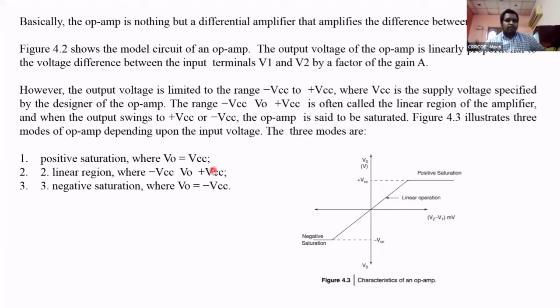What are the points? See this. Positive saturation means the output voltage is equal to the positive supply voltage. Negative saturation means the output voltage is equal to the negative supply voltage. So the variation of the output voltage is between the positive supply voltage and the negative supply voltage. That's why the gain of the operational amplifier is limited because of the biasing voltage, the supply voltage. These are the characteristics of the operational amplifier: the relationship between output and input is linear between the two saturation states, which are nothing but the supply voltages, positive and negative.